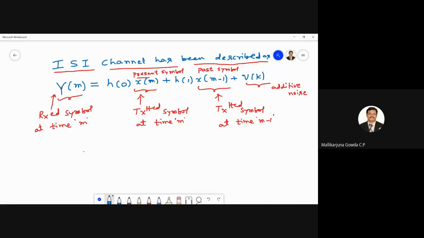So how this OFDM, that the use of orthogonal frequency division multiplexing can overcome this intersymbol interference, right? So within that symbol. So that is what we need to understand, right?